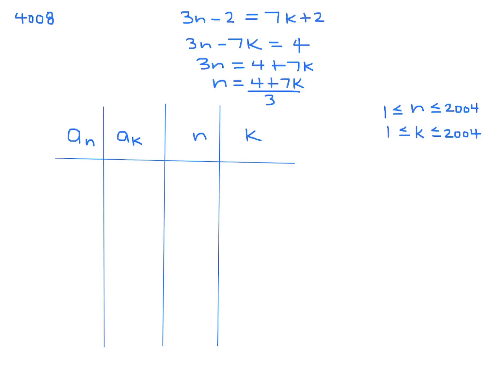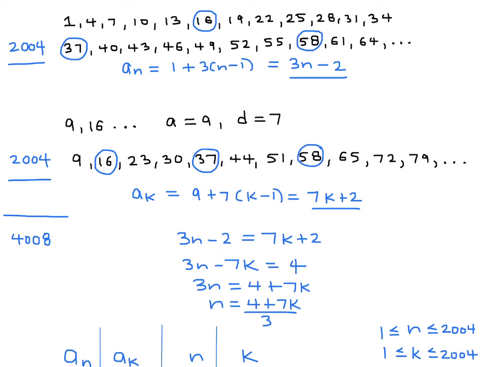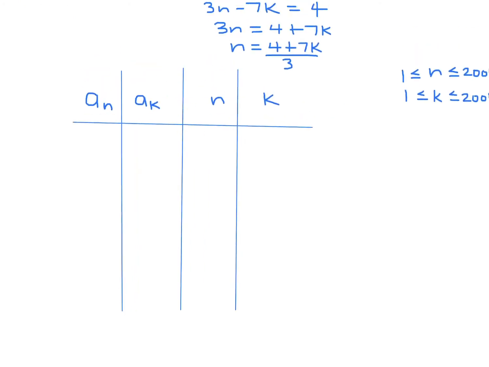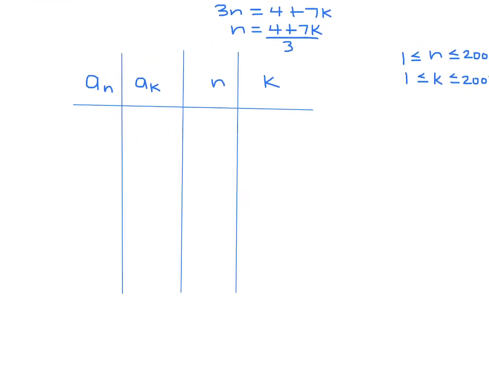For the first ones, I actually circled them in the diagram above: 16, 37, and 58. Those are the ones that are common, because that's what we are most interested in. Those are the ones we got very quickly just by inspection. Now, what are n and k? That's what we are interested in.